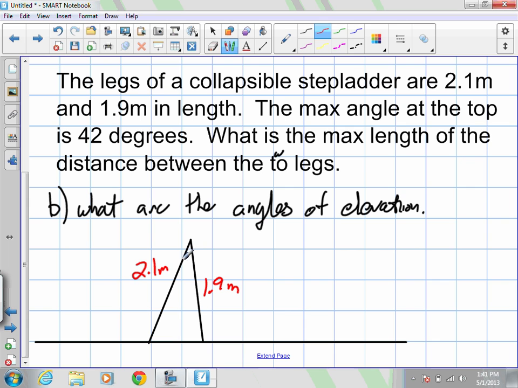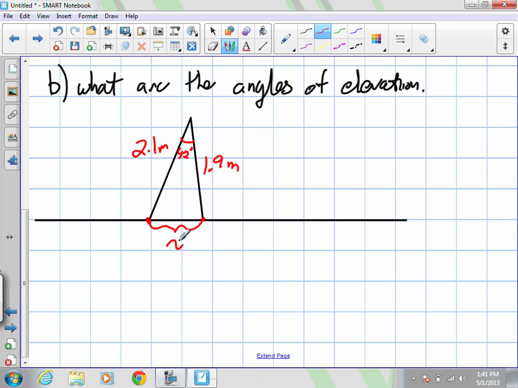They said the max angle at the top is 42 degrees. We want to find out what the maximum distance between the two legs is. Well, the maximum distance will be when they're farthest apart, when they're touching the ground and it's open all the way. So the max distance would be this part of the triangle. We'll call this our x.